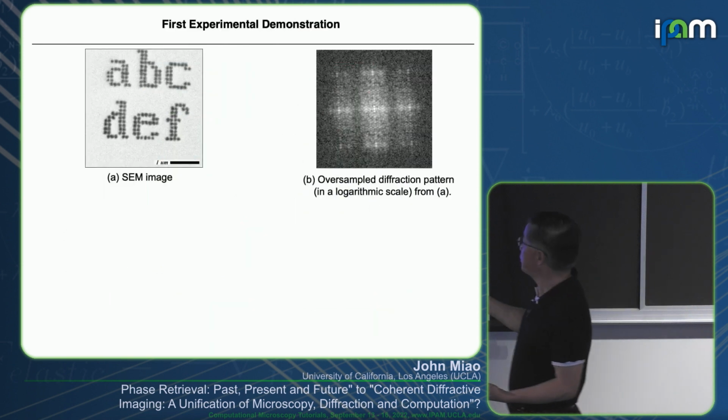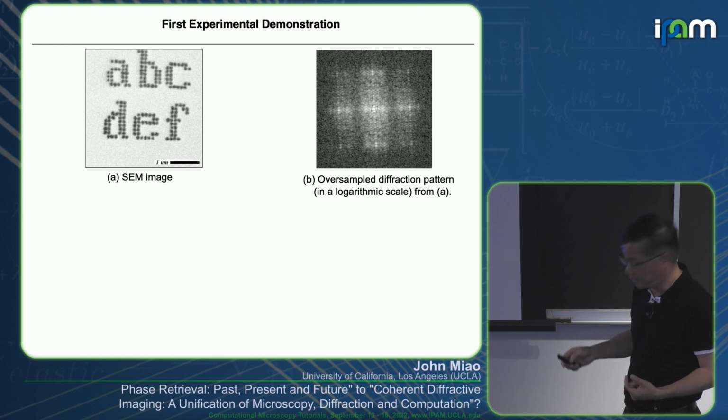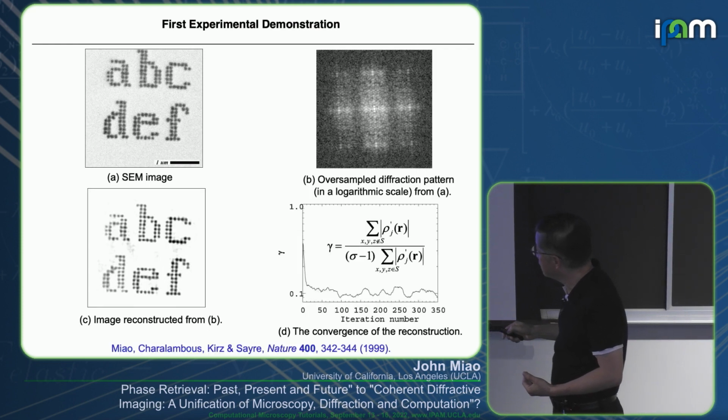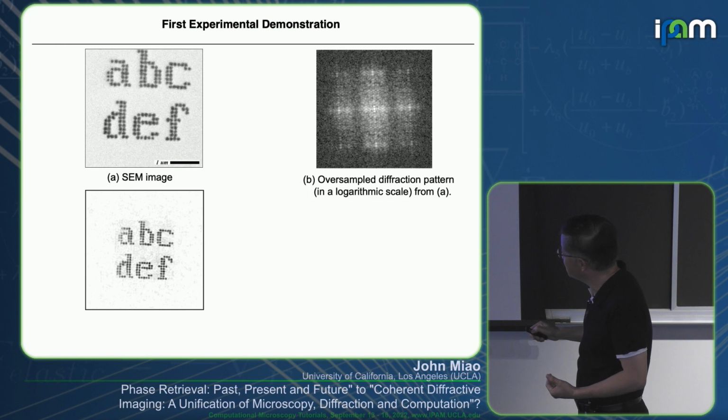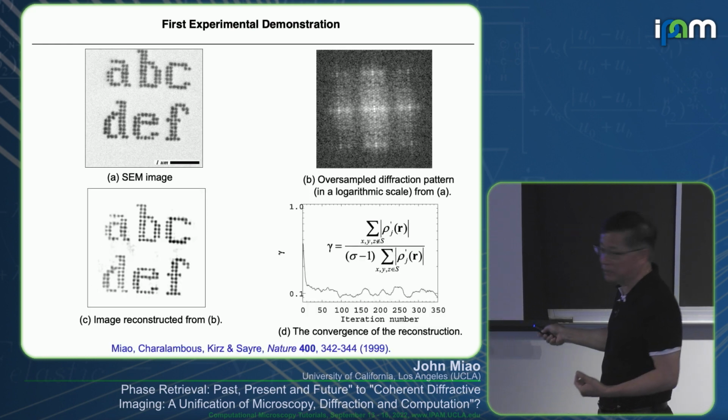Okay, so here's the actual first experiment, when I was a graduate student, I did at Brookhaven National Lab. This is an SEM image, 1 micron. This is the oversampled diffraction pattern, right? And then there's a movie. So here's the reconstruction, and here's the convergence.